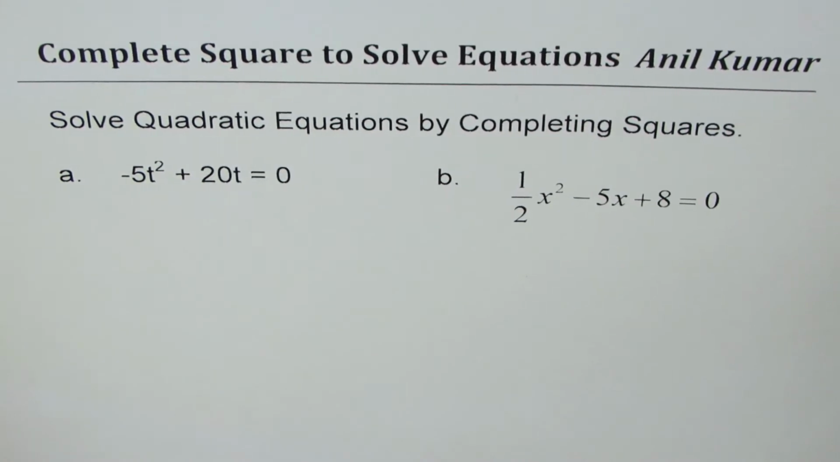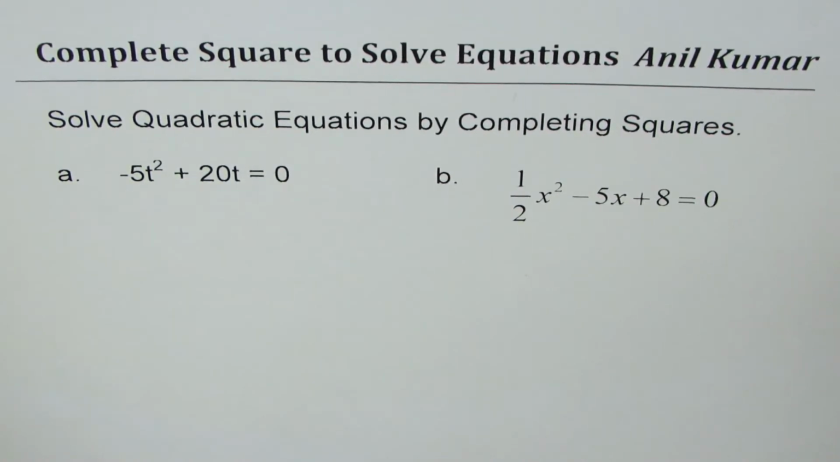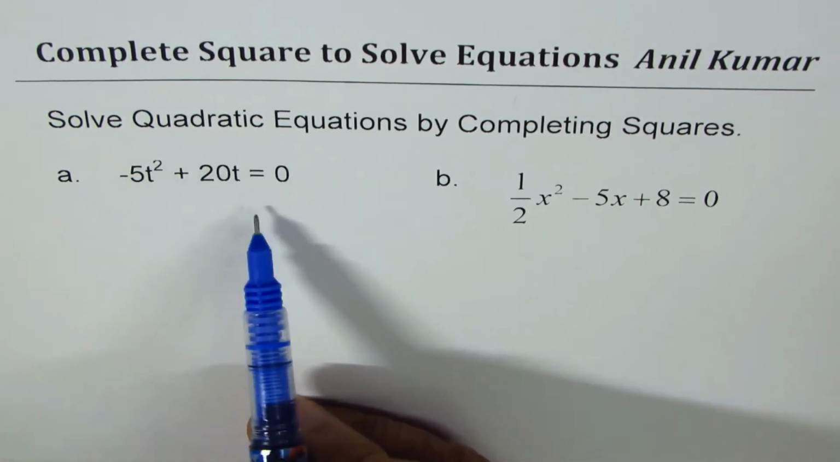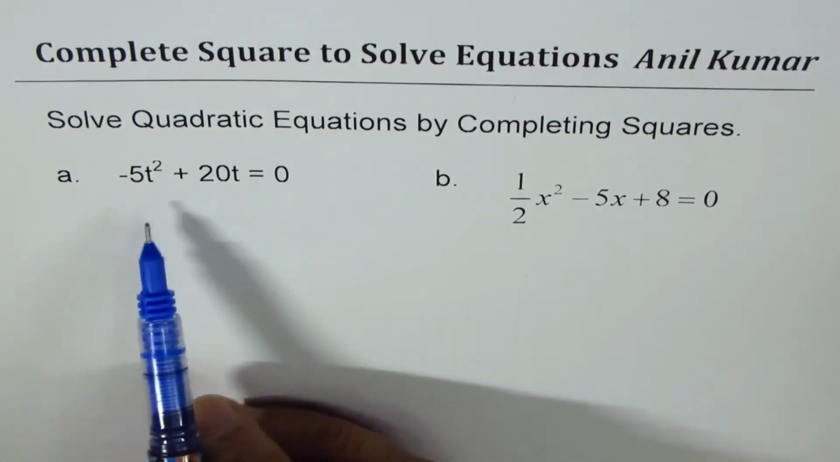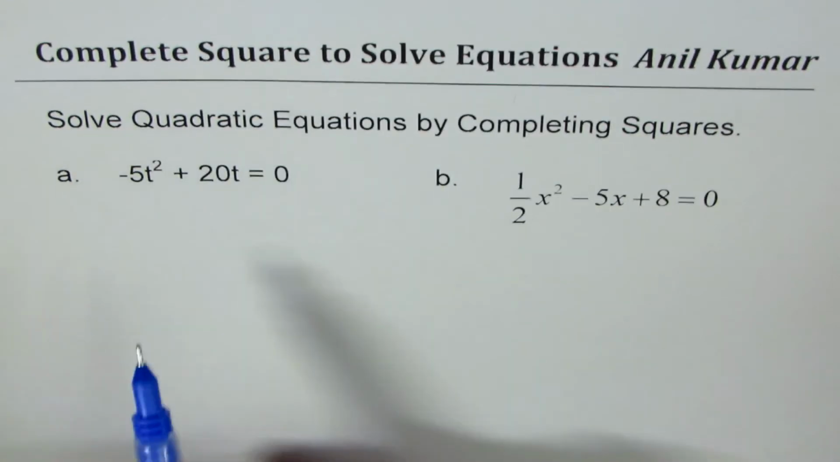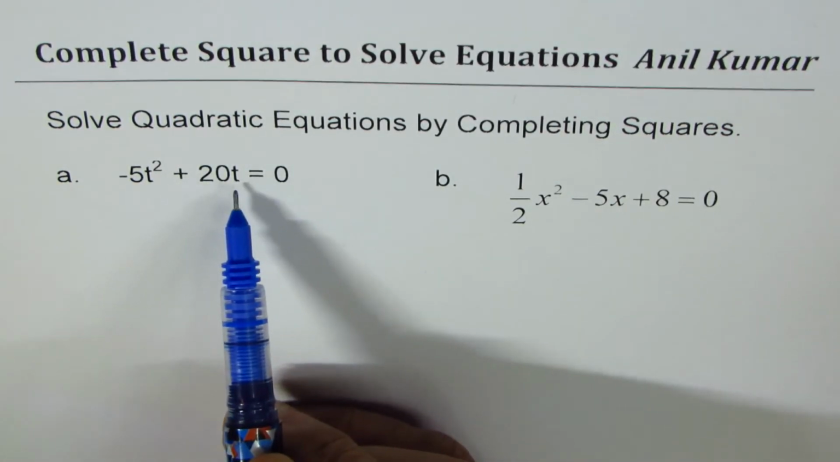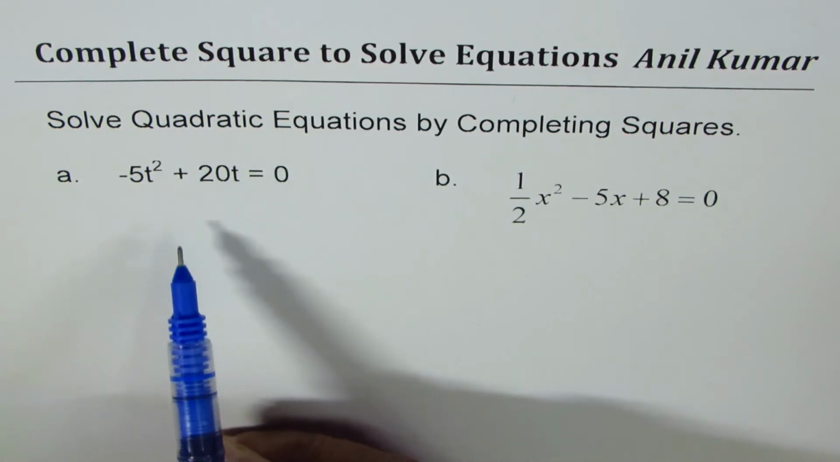So here we are. These are actually application questions. You could have seen this in projectile motion, right? So we'll solve these with completing the square. Here you see that the third term, the constant term, is 0 in this particular case, right?